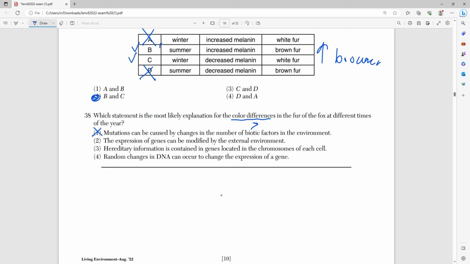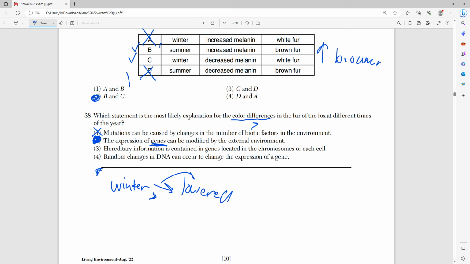Number 2 says the expression of genes can be modified by the external environment. This is true, right? Literally, what we have been saying is when it's winter, their genes are expressed, the gene for melanin, or the amount of melanin production, is lowered, right? So that is the external environment, aka the time of year, which is a winter environment, which is altering the expression of a gene, aka melanin. Melanin is a gene, right?